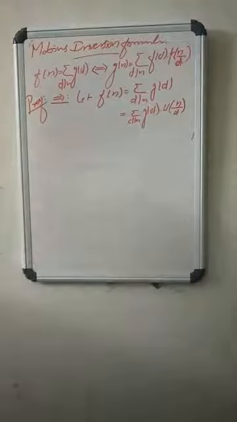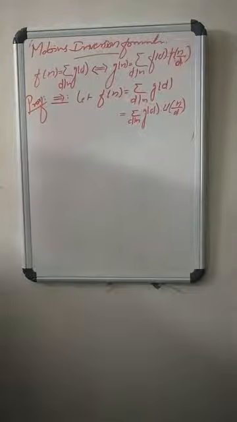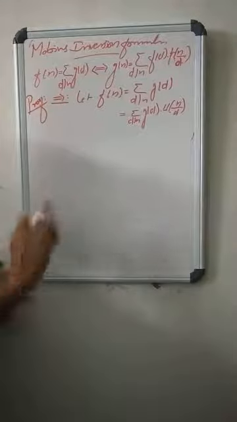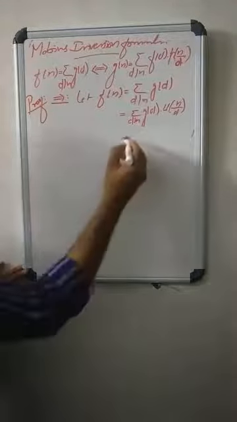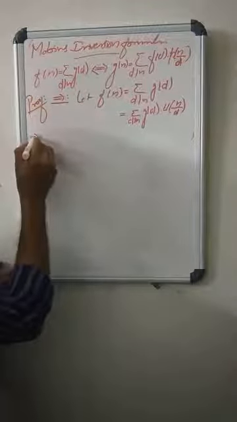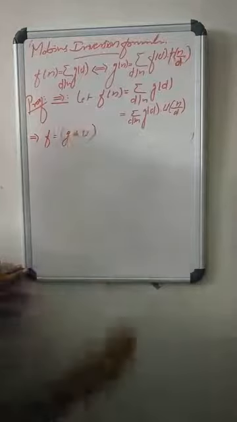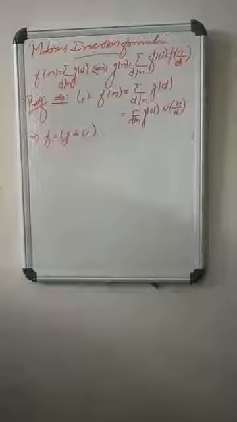Since d runs through all divisors of n, hence n by d also runs through the divisors of n. So sigma over d divides n g of d can be rewritten as sigma over d divides n g of d into u of n by d. That means from here f equals g star u.